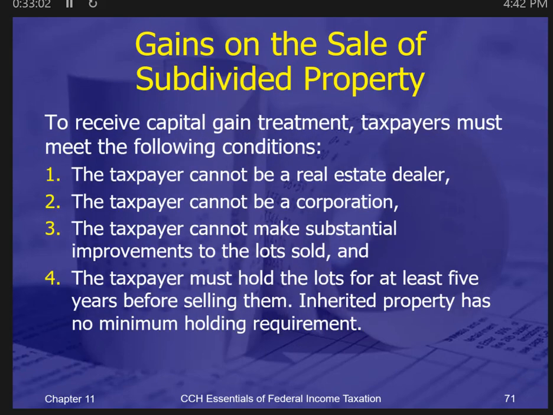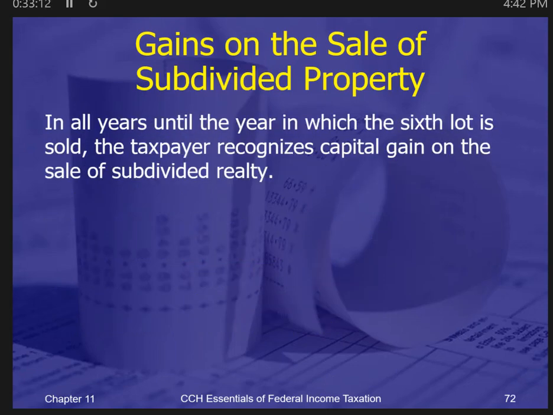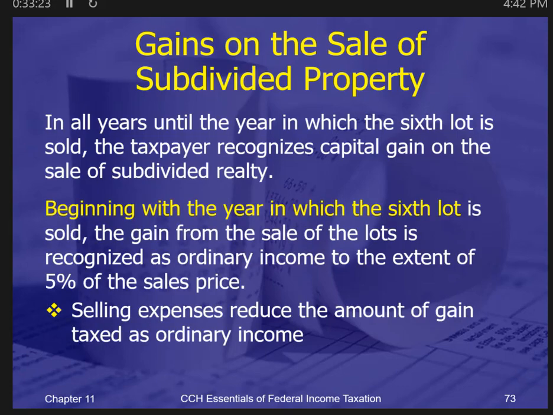And this is the criteria. Notice that for 5 years, you can't make improvements to the lots, only that which is necessary to get them sold. And then in the 6th year, when the 6th lot is sold, we recognize capital gain up till then. And then the ordinary income is only up to 5% of the sales price. So essentially, you're going to get capital gain in this scenario for all your lots.